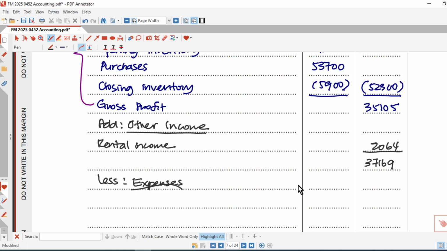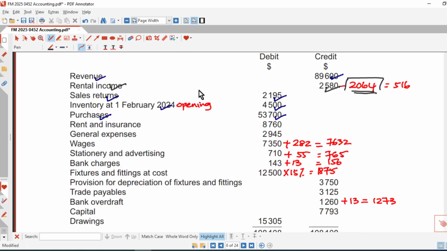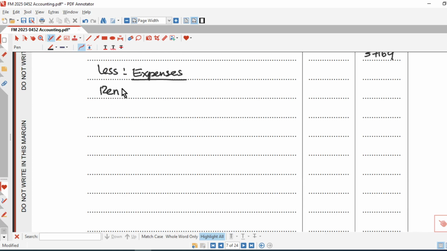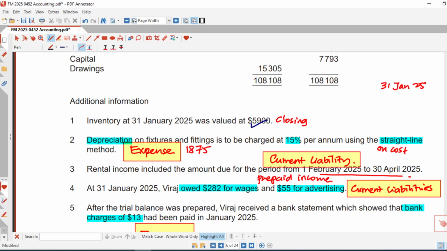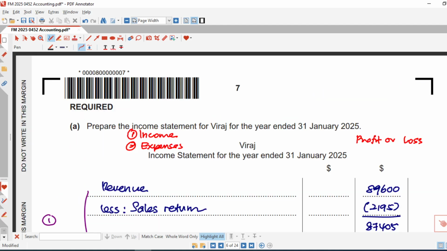So let's go back up and fill in all the expenses. The first item that we have is the rent and insurance, $8,760. My apologies because we're going to be going up and down quite a lot. Rent and insurance, we are done there. General expenses, 2,945.